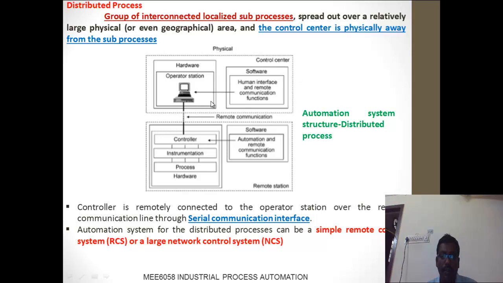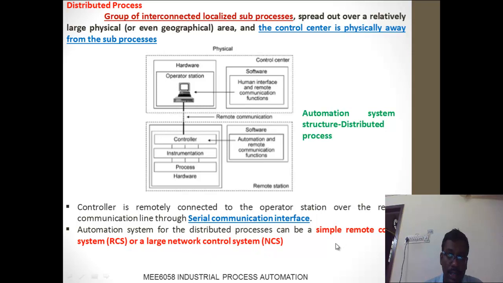The controller is remotely controlled from the operator station over remote communication through a serial communication interface. It is also called a simple remote control system or a large network control system, depending upon the application. I have plant 1, plant 2, plant 3 in different geographical areas, in Tamil Nadu, in Kerala, in Bombay. That is called a remote control system, or a large network control system.